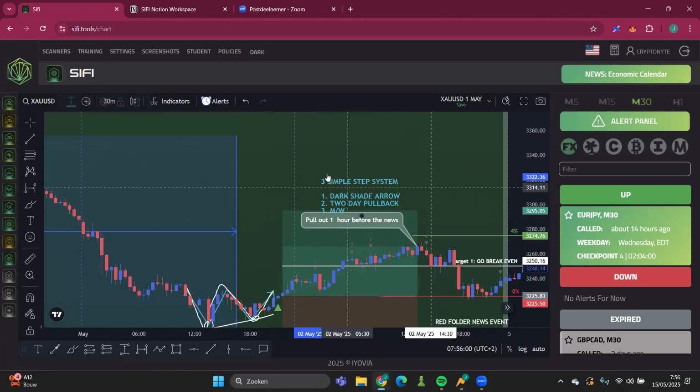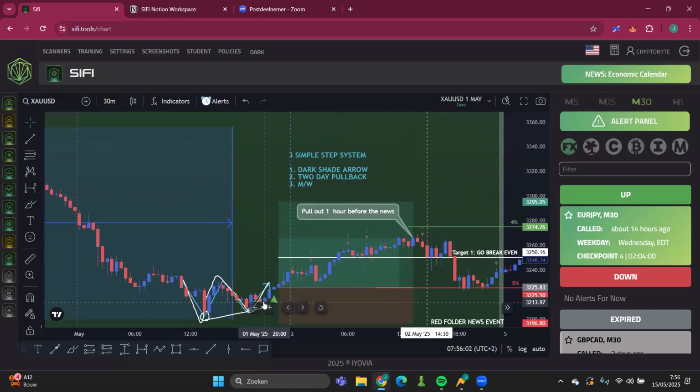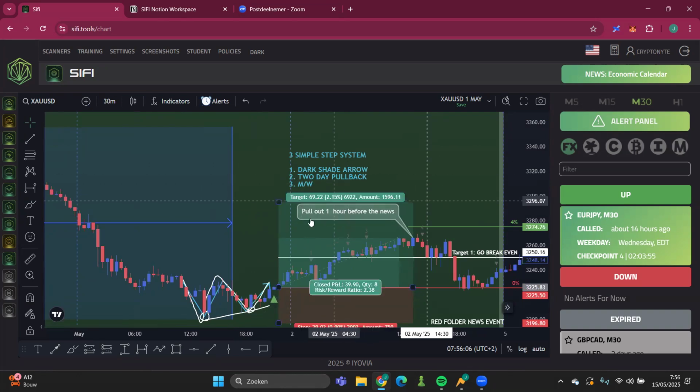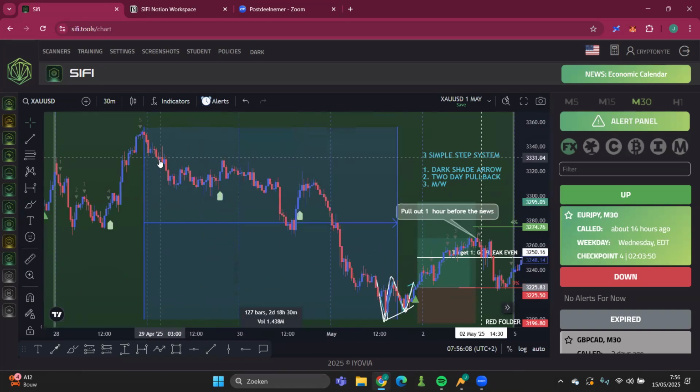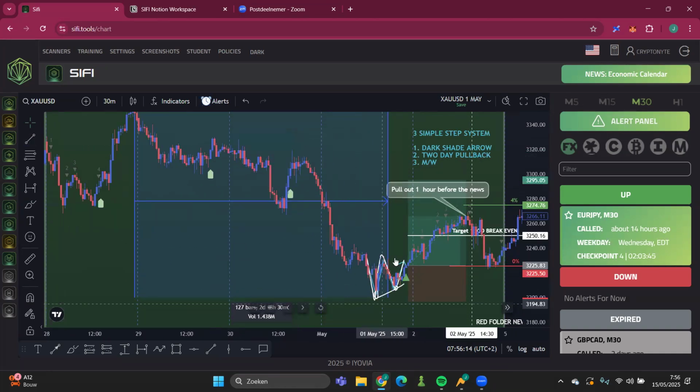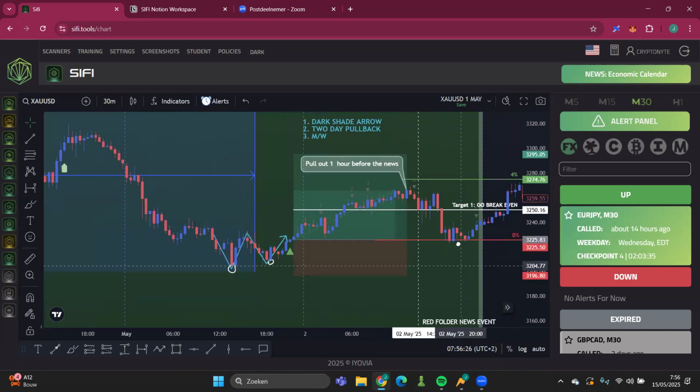So step one, dark shade arrow. Yes, we got notified. That's why we're even looking at the chart. 2-day pullback. Yes, we do have 2 days of price movement down. And then M or W. Yes, we have a clear M or W. In this case, it's a W because we're looking to buy. Okay. Then what do we do? Because now we have a confirmation to enter the trade.